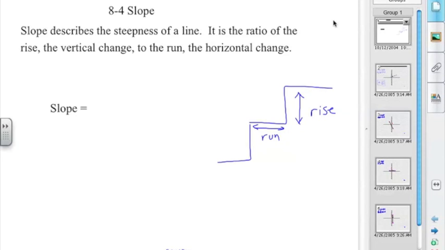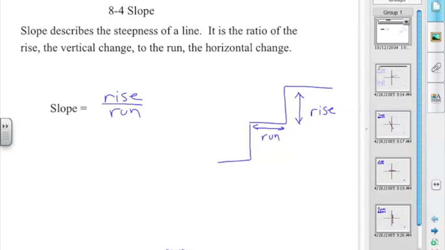8-4, slope. Slope describes the steepness of a line. It is the ratio of the rise, the vertical change, to the run, the horizontal change. So slope is actually the rise over the run, mathematically.